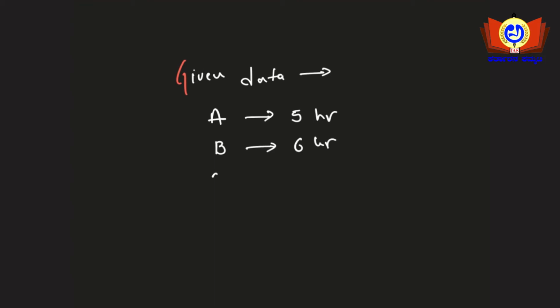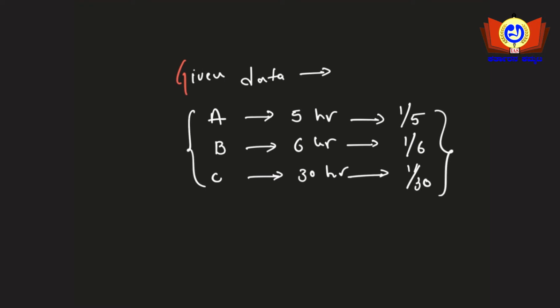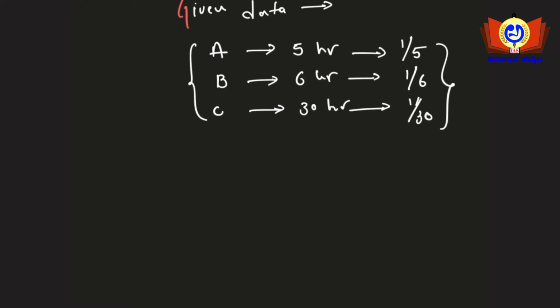So what is the given data here? Pipe A can fill up in 5 hours. Pipe B can fill up in 6 hours. And pipe C can fill up in 30 hours. So in 1 hour 1 by 5, in 1 hour 1 by 6 of the tank will be filled, and in 1 hour 1 by 30th part of the tank will be filled by pipe C. This is the basic data we have got here.